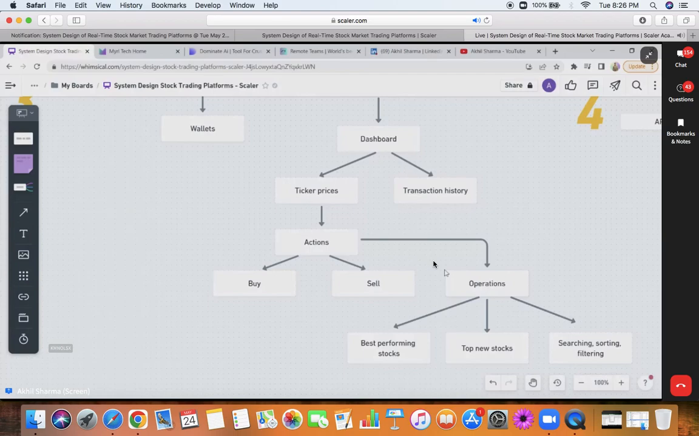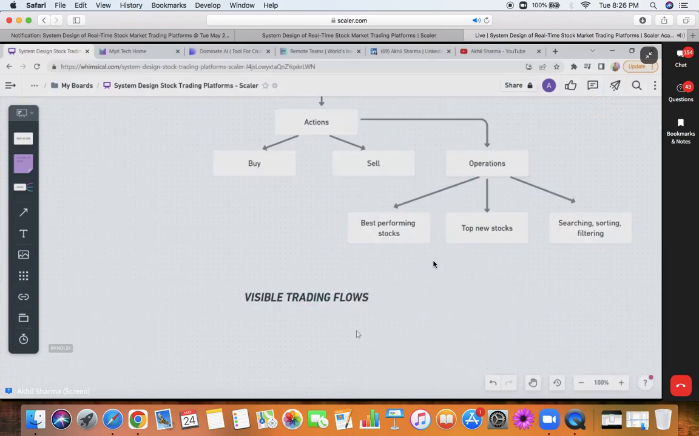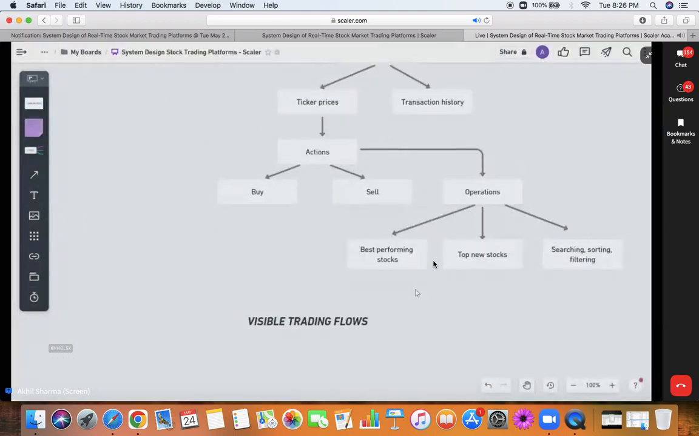Now let's talk about trading flows. As all of you know, we are designing the system for a stock trading platform. The reference that I've used here is Robinhood. There's an app called Robinhood, and that's the one I'm using for reference. Most of the things we're covering here are from the perspective of Robinhood. I just wanted that to be clear. It's kind of like Zerodha, but Robinhood has a lot more things. You can do a lot more.